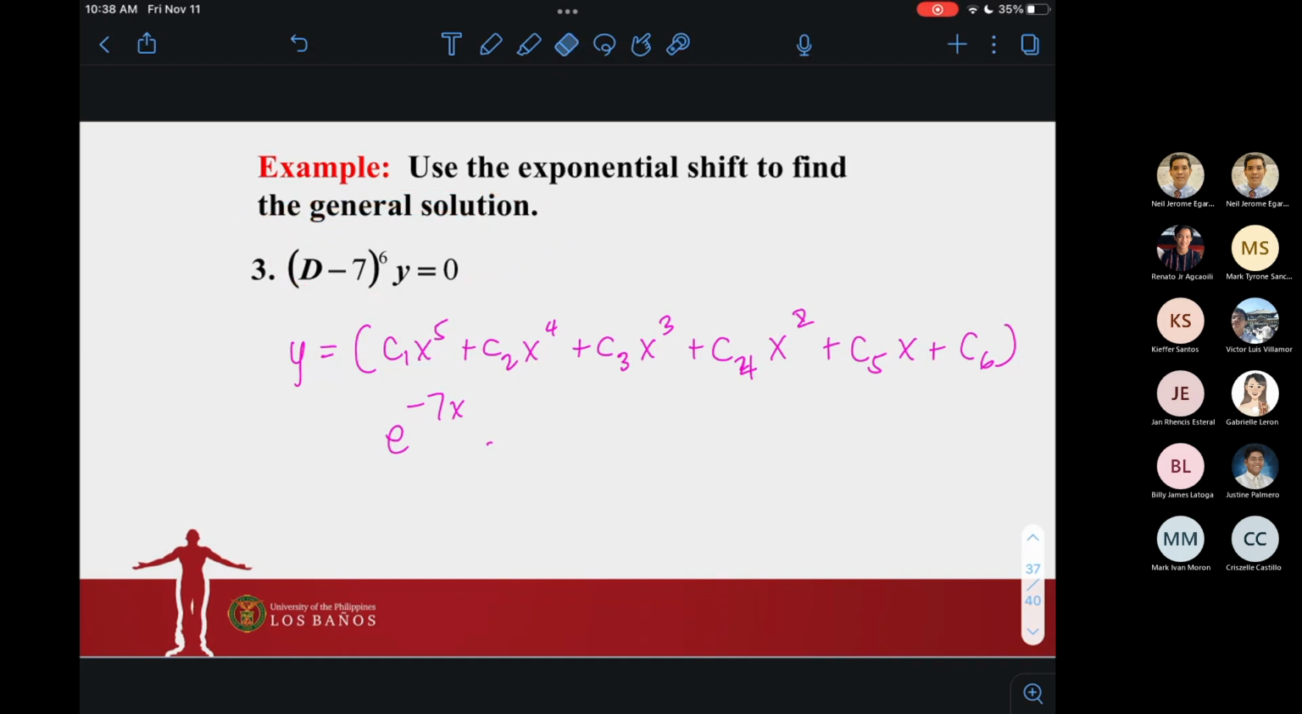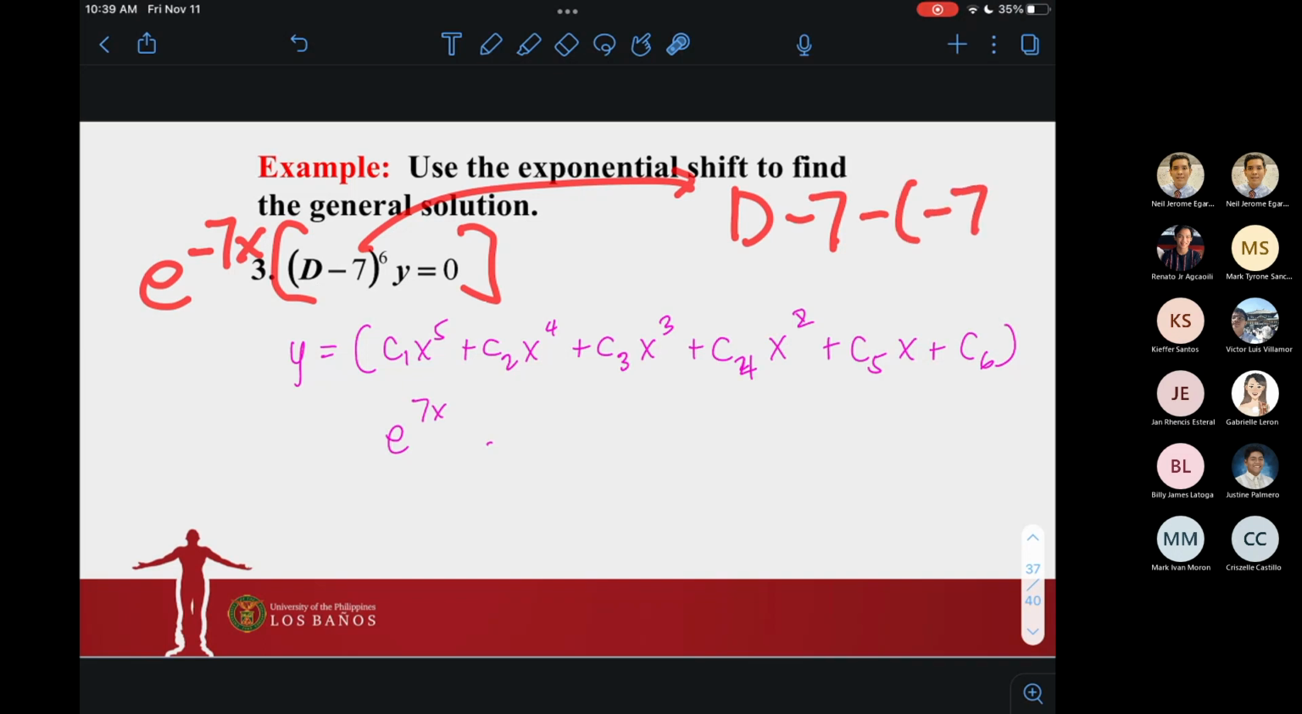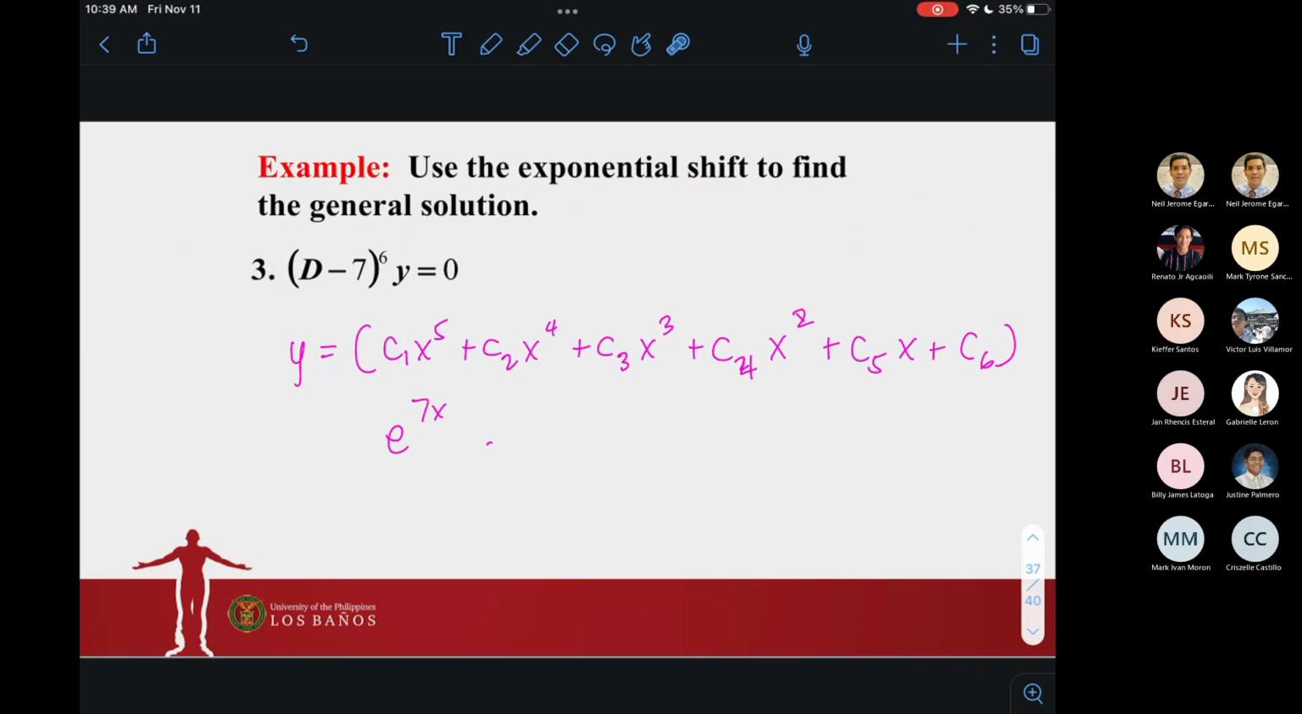So this should be positive pala. Tama ba? Nalilito talaga ako dun sa sign na kailangan ko i-multiply. Kailangan ko itong i-multiply ng e to the negative 7x. Tama? Both sides. Para ito ay maging D minus 7 minus negative 7, so para siya ay mag-0. So magkakaroon ako ng e to the negative 7x sa left. Tapos mamaya i-multiply ko ng e to the 7x para mawala, para maging y lang yung nandun sa left-hand side. So we have this solution. Okay?